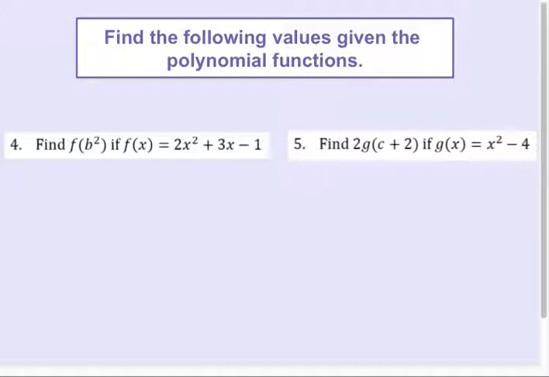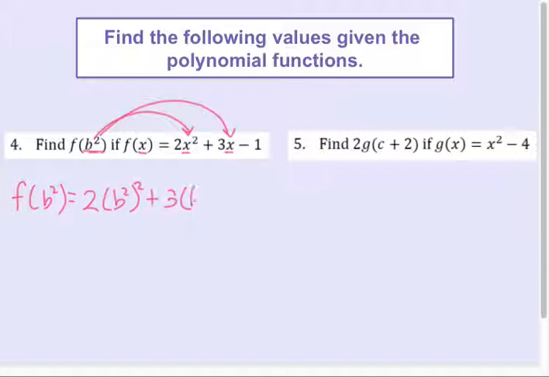It says find the following values given the polynomial functions. So, little function notation. It says find f of b squared if f of x is equal to 2x squared plus 3x minus 1. Notice, b squared is in the spot of x, so wherever there's an x in here, now I'm going to go ahead and write b squared. So, f of b squared is equal to 2 times b squared squared plus 3 times b squared minus 1. Then I go ahead and simplify all the way.